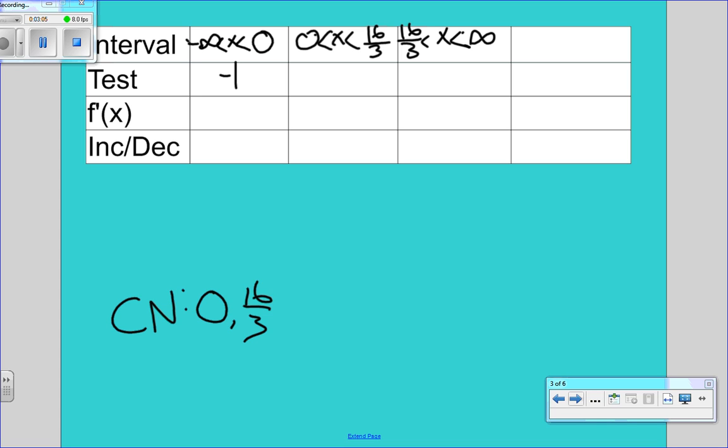For here, we know it's 5 1/3. I'm going to pick 1. And over here, we're going to go with 6. Again, you can pick whatever test values you want. It's just my personal preference.